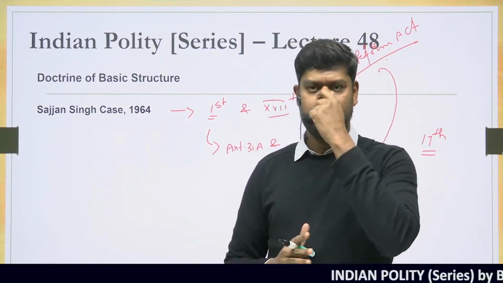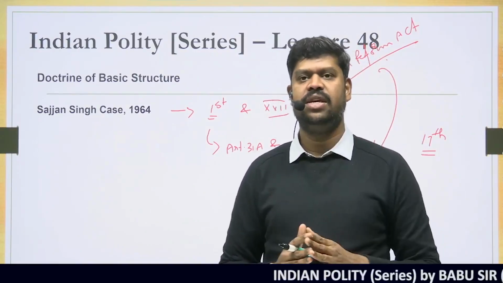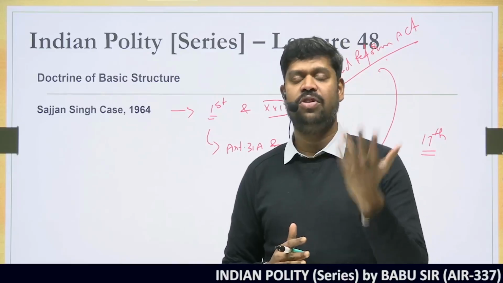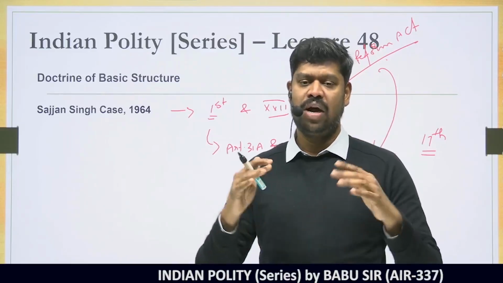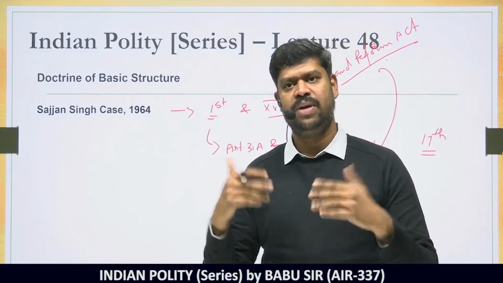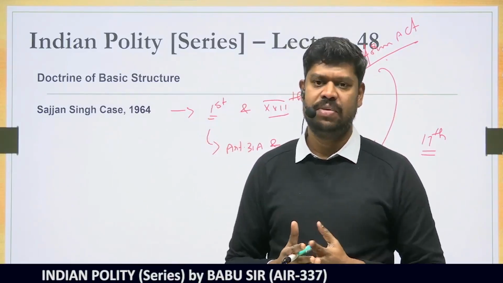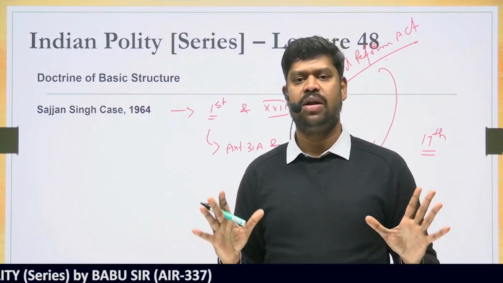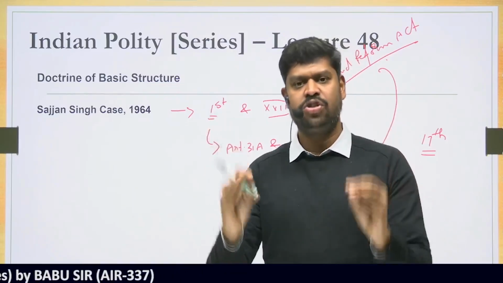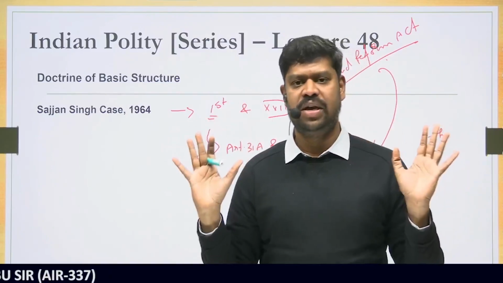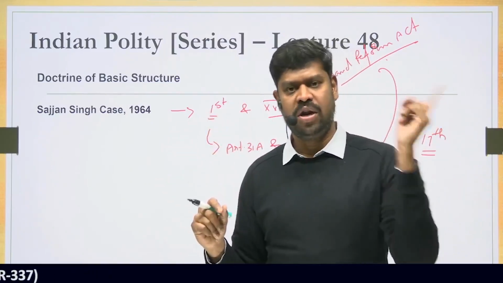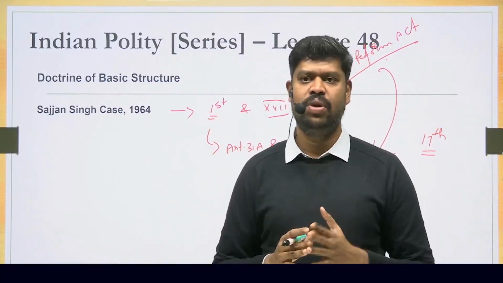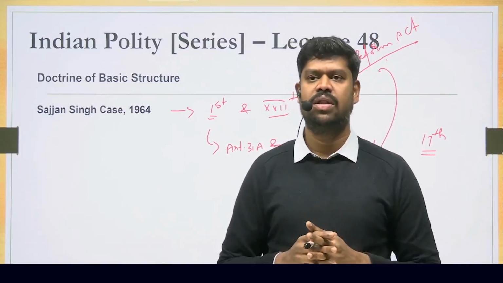Then the same matter was challenged in the Sajjan Singh case. In the Sajjan Singh case, the Supreme Court further held that the Parliament has unlimited powers to amend the constitution, by which they can also amend the fundamental rights. And of course, a constitutional amendment is not a law under Article 13, and hence if the fundamental rights are taken away by a constitutional amendment, then there is no remedy. By an ordinary law, if a fundamental right is violated, then it can be struck down under Article 13.